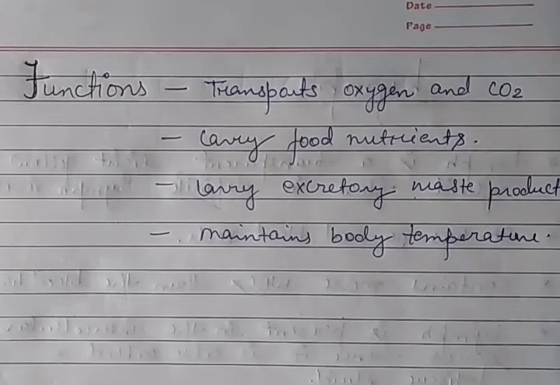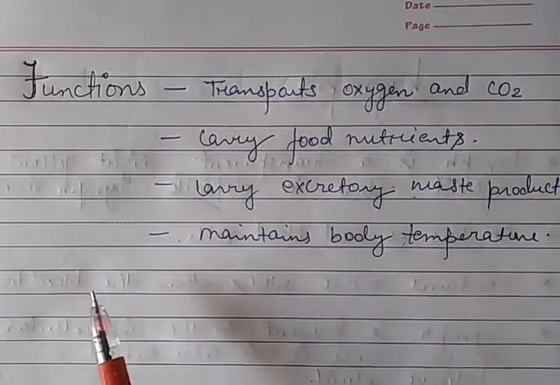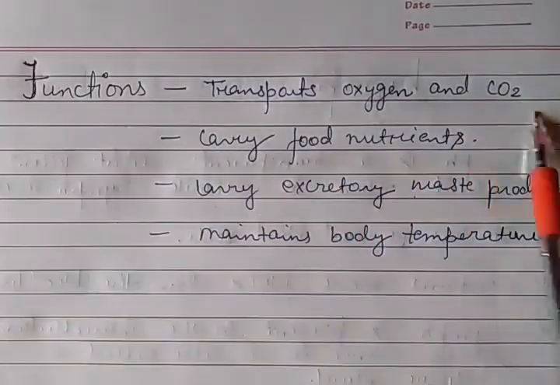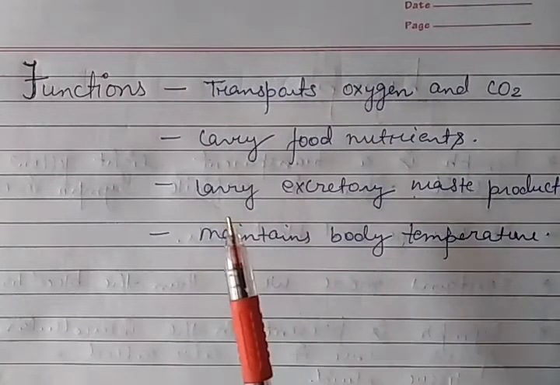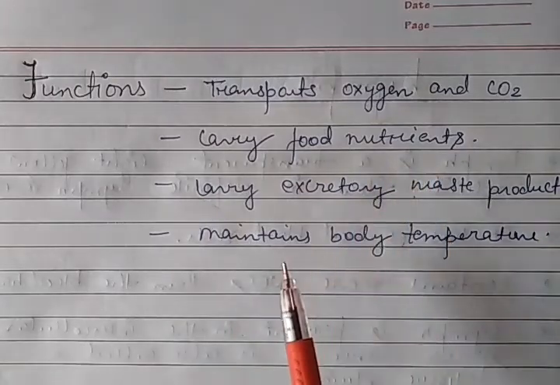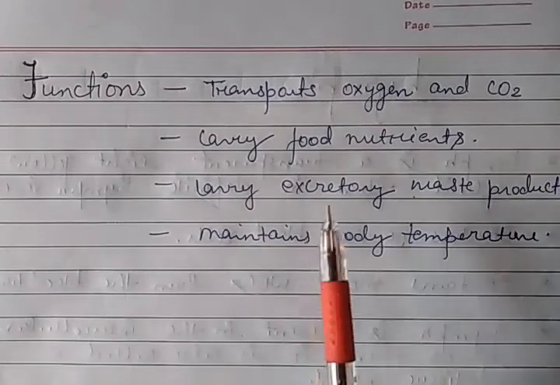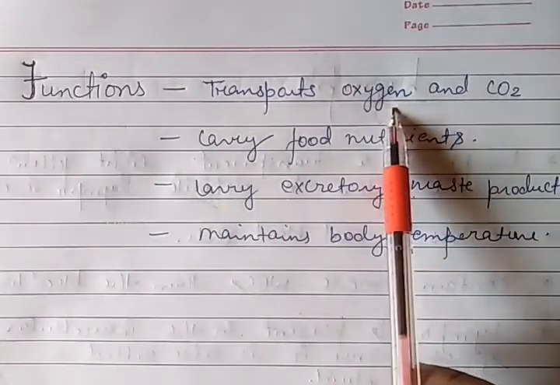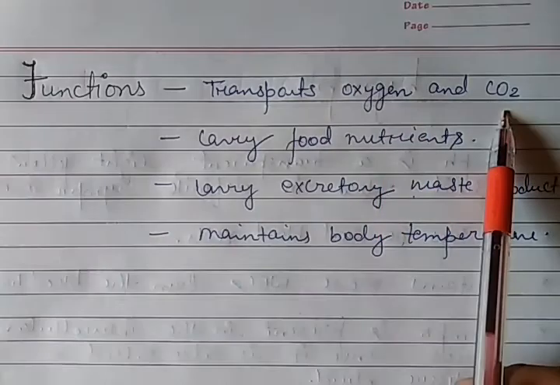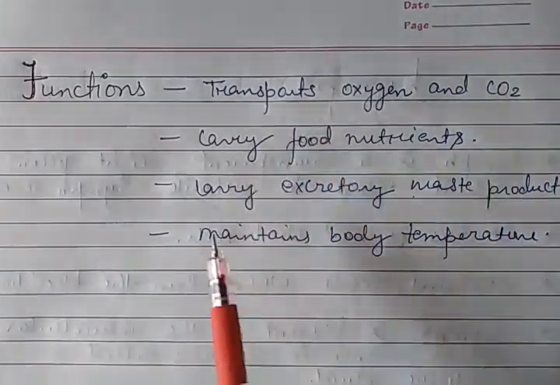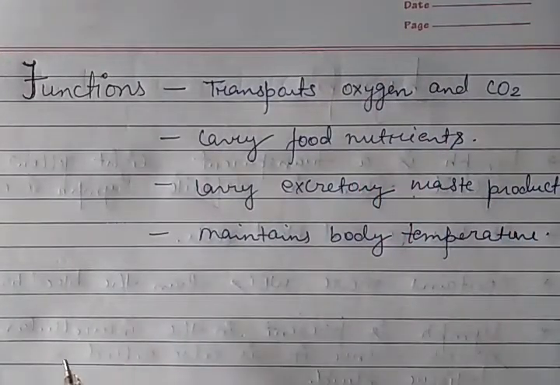Now, what are the main functions of the blood? A few main functions of the blood are to transport oxygen and carbon dioxide to different parts of the body, from the lungs to the organs and from the organs to the lungs. The oxygen is carried from the lungs to different body parts, and the carbon dioxide is carried from different body parts to the lungs. This is done by the red blood cells and the plasma in the blood.